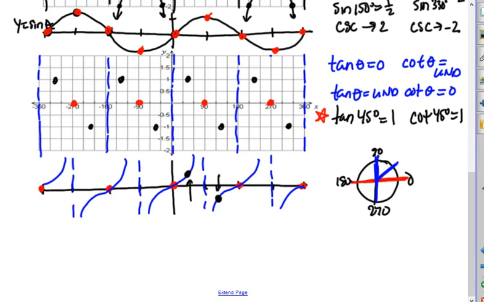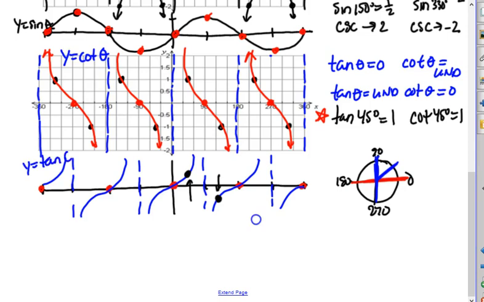So what that does in effect is cause a curve that goes downward instead of upward. So the curve goes downward in between the asymptotes. So the asymptotes switch places with the zeros, and the curves go down instead of up for cotangent. So this is the graph. I guess I never labeled this. y equals cotangent of theta. This is the graph y equals tangent of theta. So those are all your reciprocal graphs.